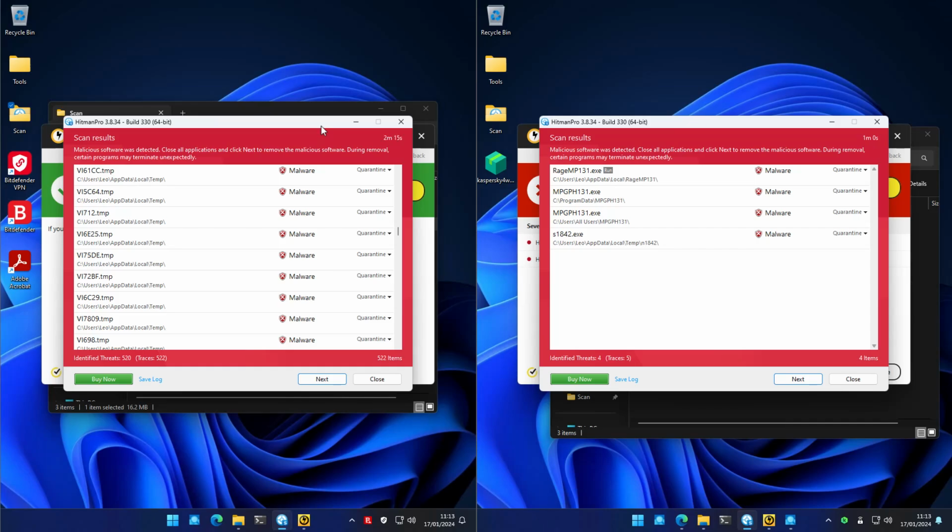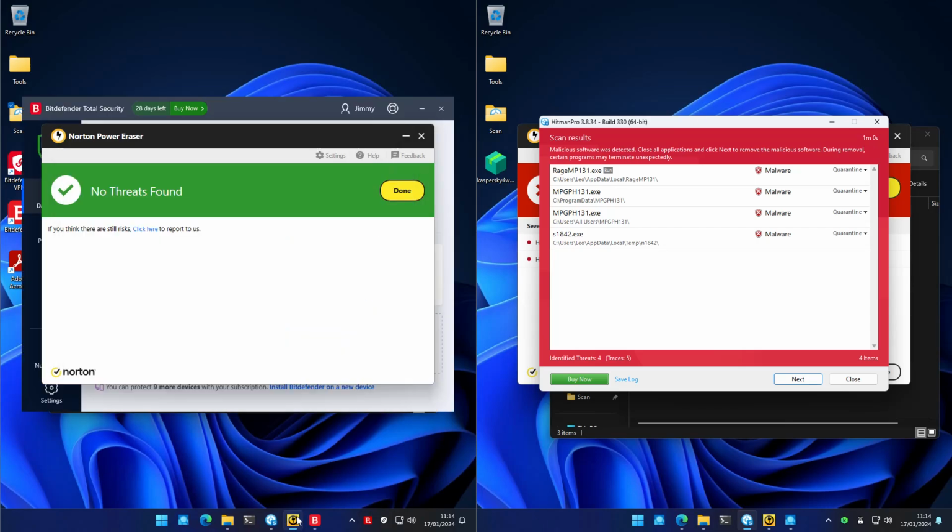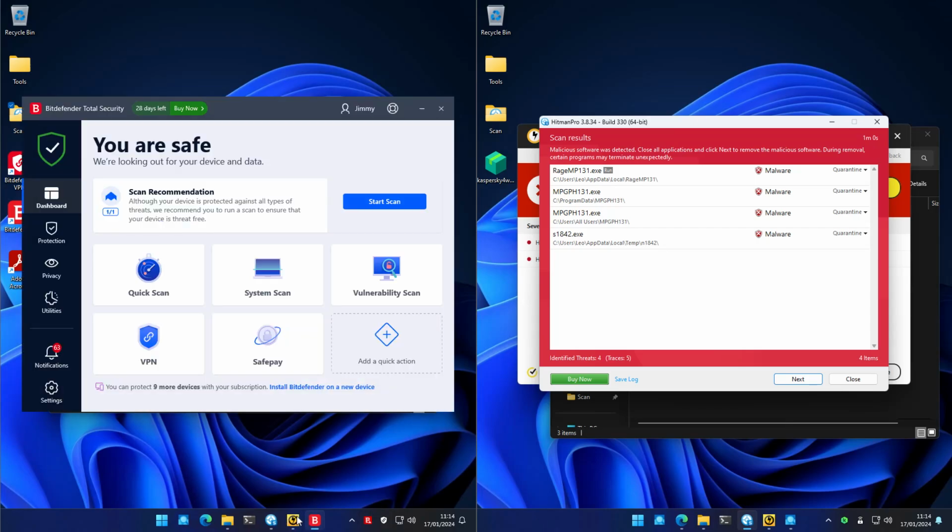Now, Bitdefender first. We have a lot of detections in HitmanPro, but these are all temporary files. All of them are in local temp. We've got some tracking cookies in addition to that. So nothing serious, just a bunch of traces left over from executing all of that malware. Nothing running, nothing active. Nothing found by Norton Power Eraser. So that's Bitdefender. Now, moving on to Kaspersky.